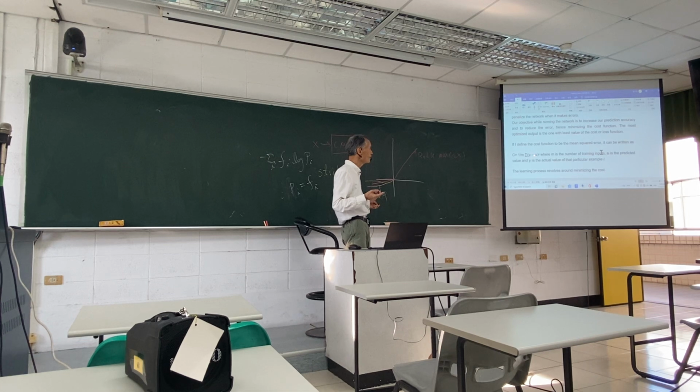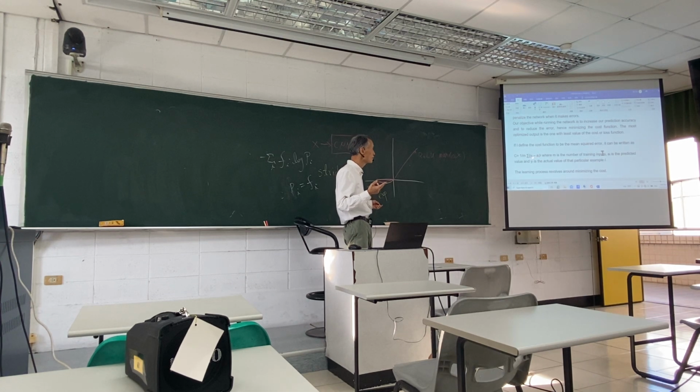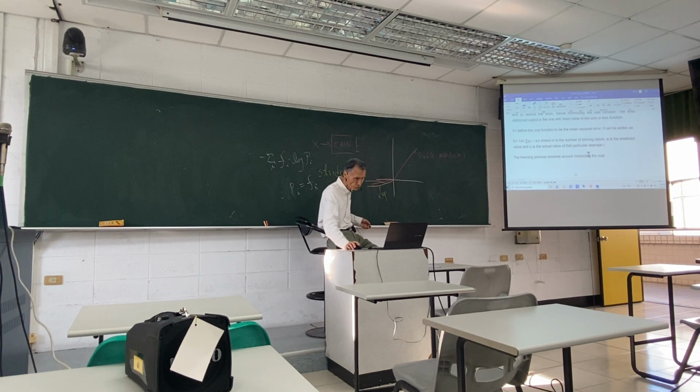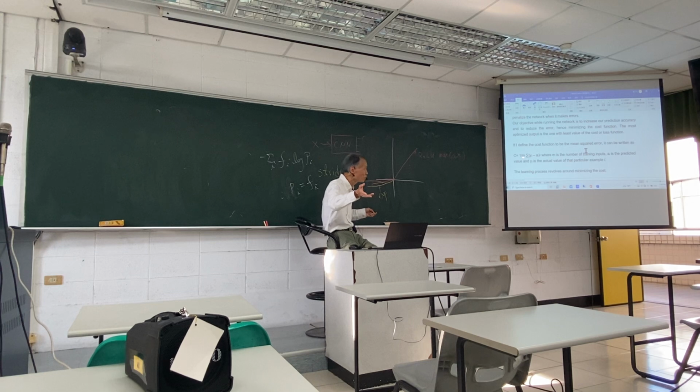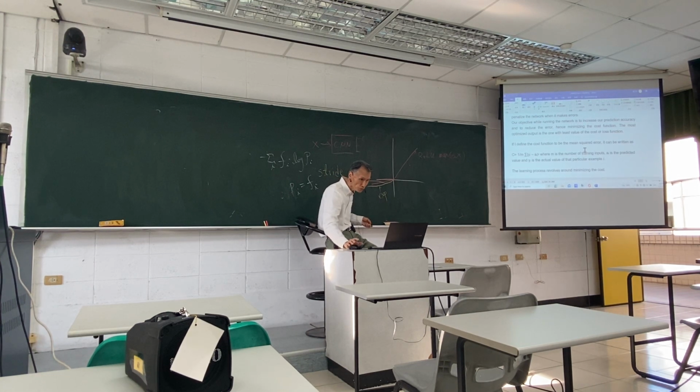So again, A is the output, Y is the ground truth, okay? So that's it. So as the user, you need to determine what should be the objective function or loss function you are going to use. In most cases, you select either mean square error or cross entropy, okay?